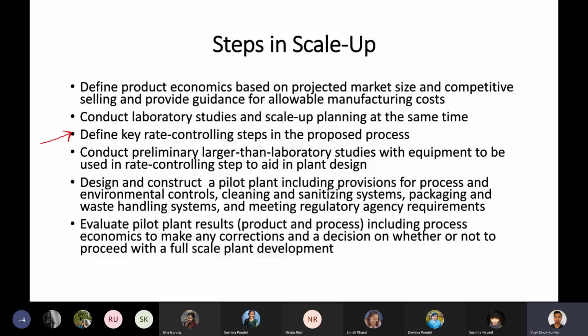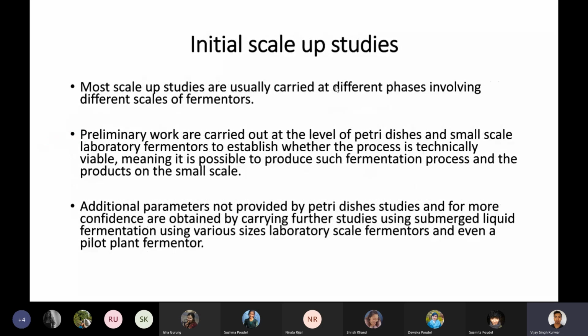So the most scale up studies are usually carried out at different phases involving different scales of the fermenter. So you can go with the different data. Today, laboratory scale, then 50 liter, then 100 liter, then 500 liter, and then you can go to the 1000 liter. Serially you can go with that.